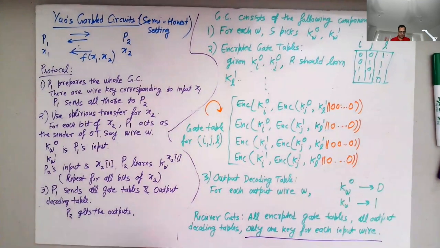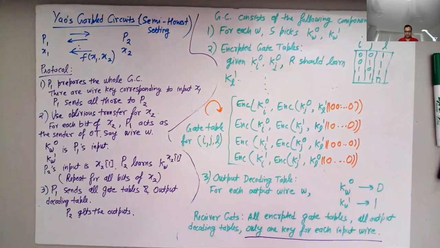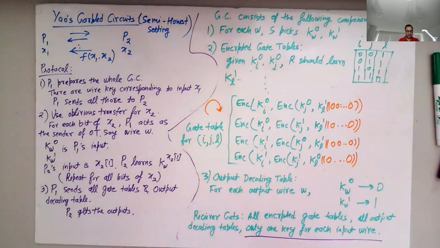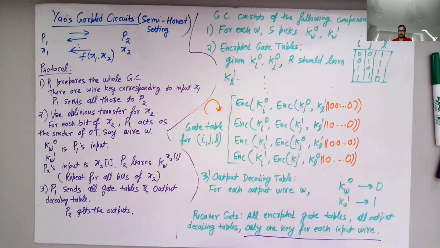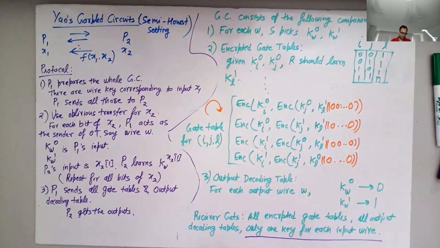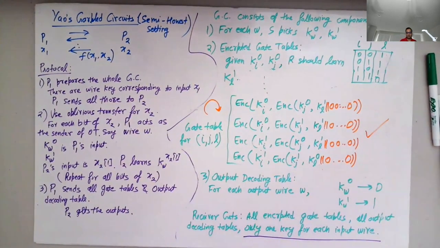So now this is our new gate table. The entries are randomly permuted, and I have two keys. I try to decrypt all the four entries. One of them I will decrypt successfully, and I'll see a bunch of zeros. Then I know that this is the one which makes sense. For the rest, I'm probably going to get some garbage and definitely not a bunch of zeros. So this solution works, and this is essentially a complete solution for Yao's garbled circuit.